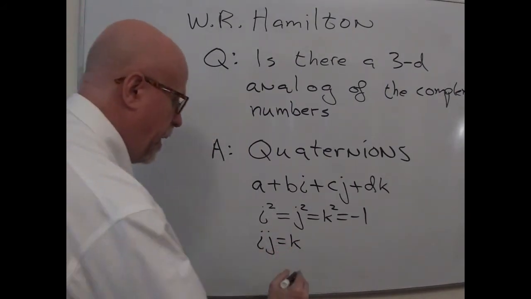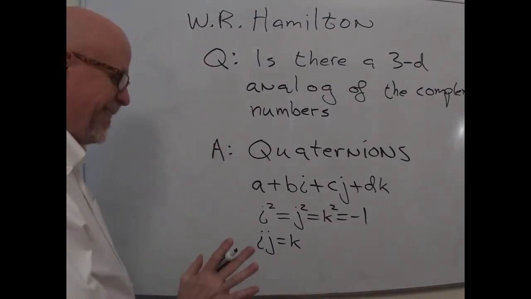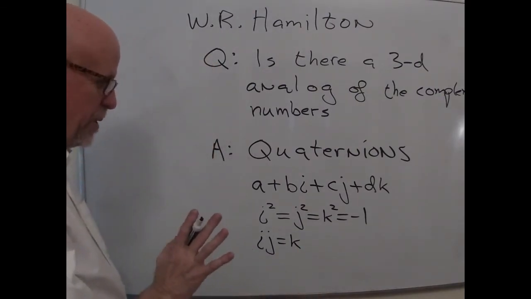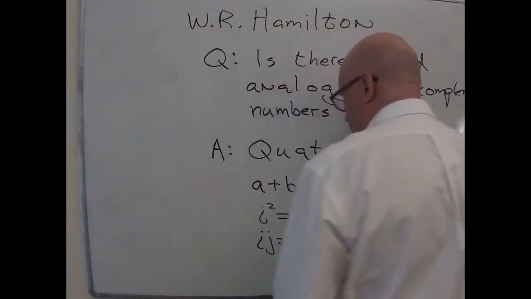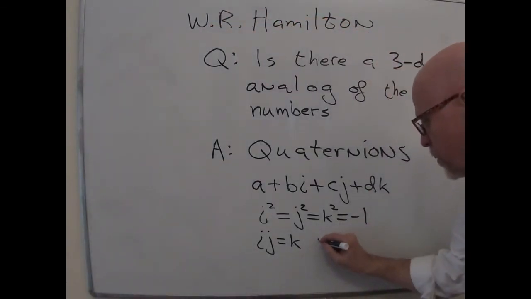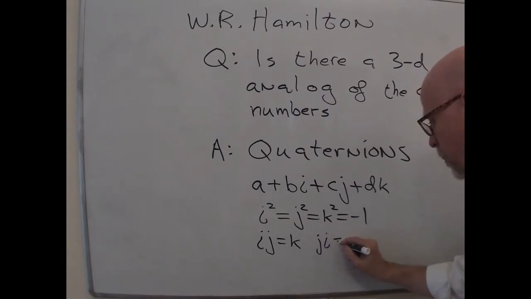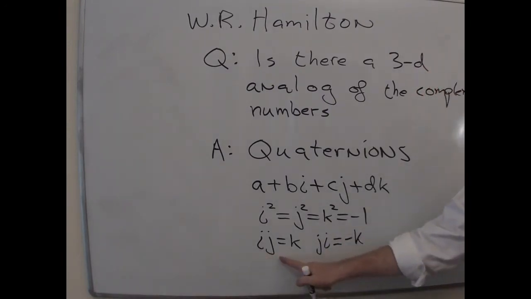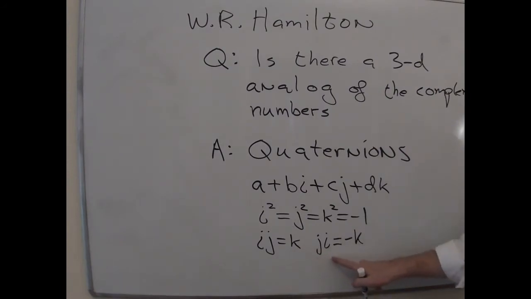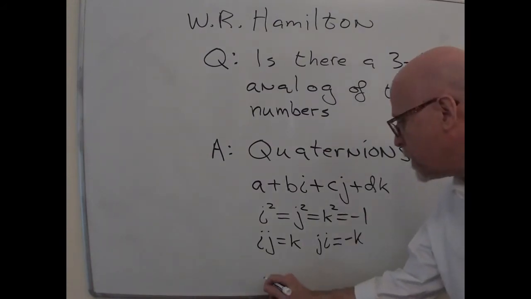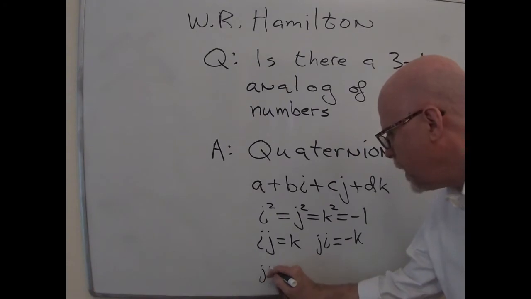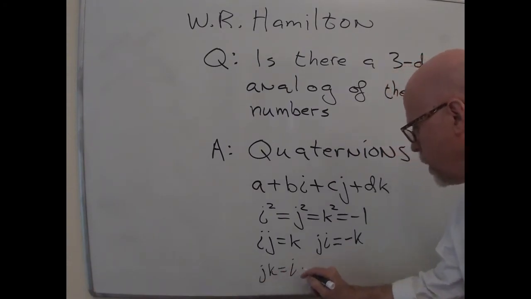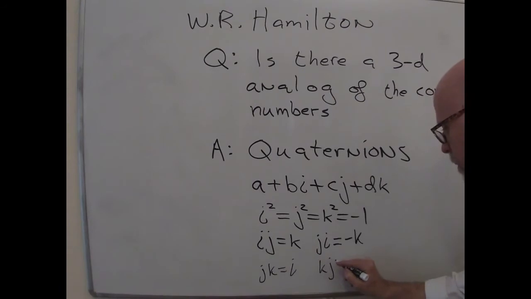So ij is equal to k, but this is the first place where we really see officially in math a case of non-commutativity. If you do ji, that'll be -k. So if you change the order, if they're sort of in alphabetical order, you get k. If they're in the opposite of alphabetical order, you get the negative of k. There's also, let's see, jk will give you i, and kj is -i.